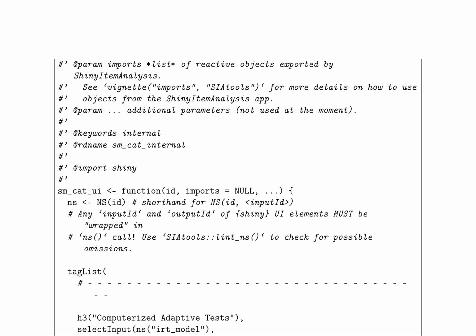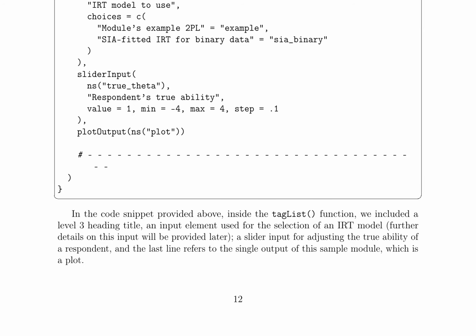The code snippet showcases the implementation of these components, emphasizing the importance of using the NS function to wrap UI elements. The module's example documentation highlights its purpose as a simplified version of the CAT module, demonstrating basic principles of module development. The paper also references a publication by Doe, 3024, for further information on the module.